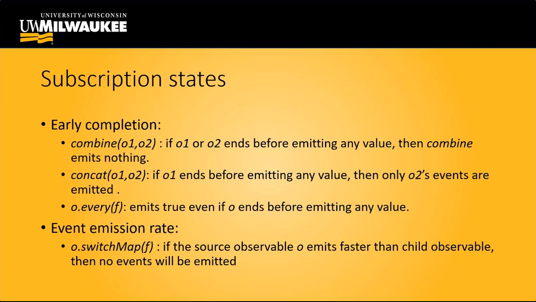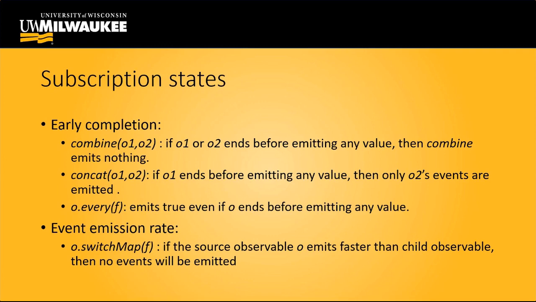Similarly, in the concat observable, the first source may complete without emitting anything. As a result, only the events of the second observable source will be emitted. Every observable is supposed to emit true if all event values of its sources satisfy the Boolean function f. However, it also emits true if the source completes without emitting anything. While these are not technically errors, they may be covering up some logical issues in the program.